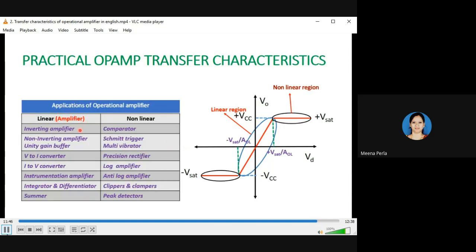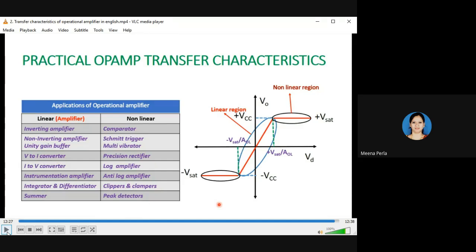In the linear region, the operational amplifier acts as an amplifier. So applications are inverting amplifier, non-inverting amplifier, unity gain buffer, which is also called voltage follower, and next one is voltage to current converter, current to voltage converter. Next is instrumentation amplifier. Next is integrator and differentiator, and last one is summer. For the non-linear applications, we have comparators, Schmitt trigger circuit, multivibrator, precision rectifier, log amplifier, anti-log amplifier, clippers and clampers, and last one is peak detectors. And all these applications we are going to discuss in the next classes.